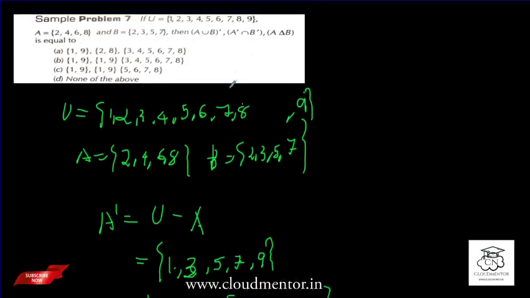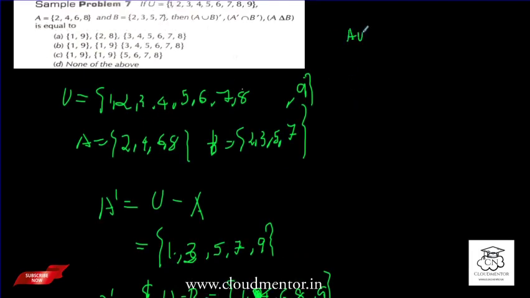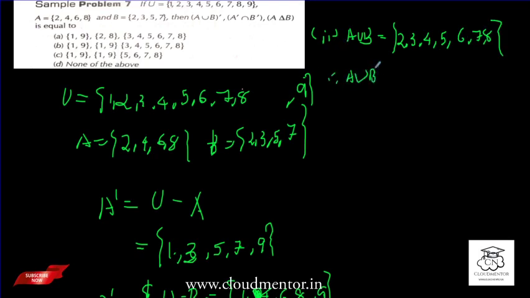Now we have to find A union B, and then the whole complement. The first question is (A union B) complement. A union B will be equal to 2, 3, 4, 5, 6, 7 and 8. Therefore (A union B) complement will be equal to U minus (A union B). That means only two elements are not in the union, that is 1 and 9.